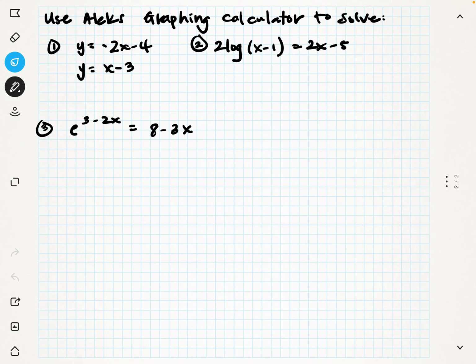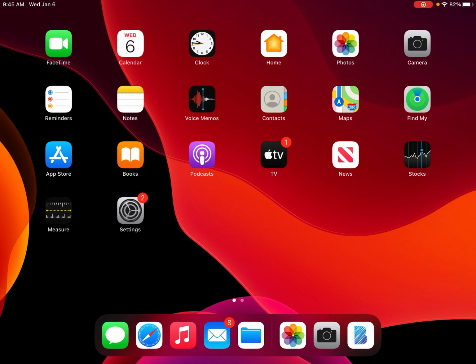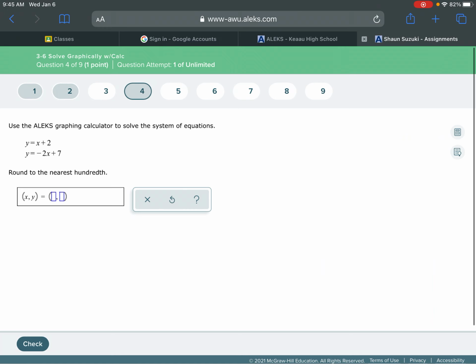Okay, for the next one, we're going to use the Alex graphing calculator to solve these. So we're looking at negative 2x minus 4 and x minus 3. So let's just go into Alex so I can show you. Let me write these things down before I forget. Negative 2x minus 4, x minus 3. Okay, so we're going to jump out of this for a little while. We're going to head into Alex. Oh, actually, let's just use the one that's already in here since it's in here. x plus 2 and negative 2x plus 7 are our functions. So let me write those down.